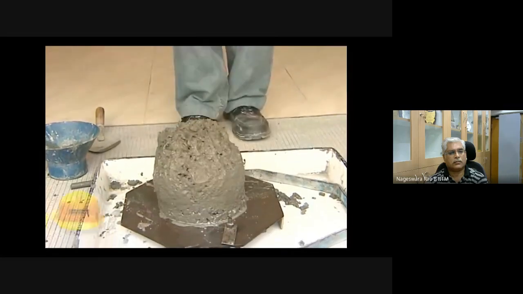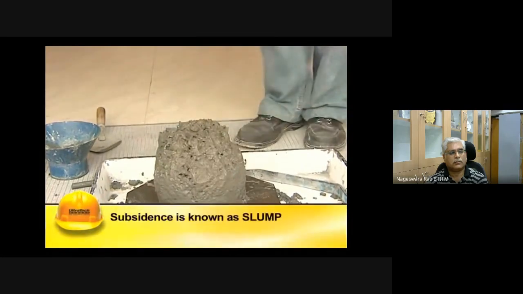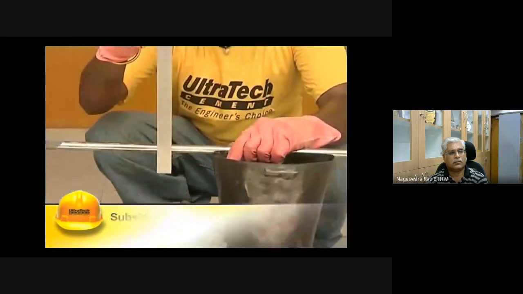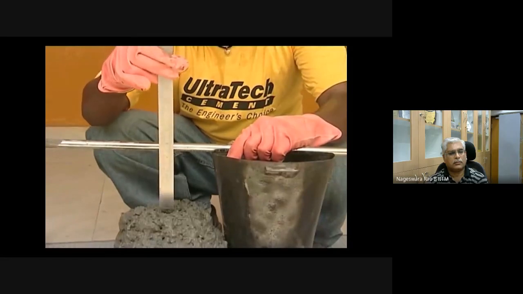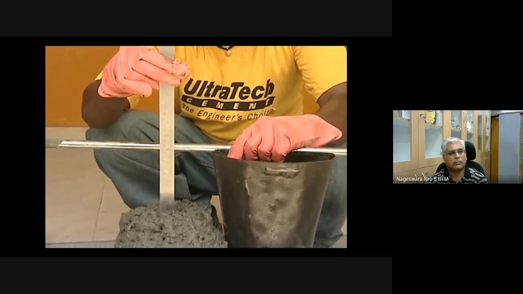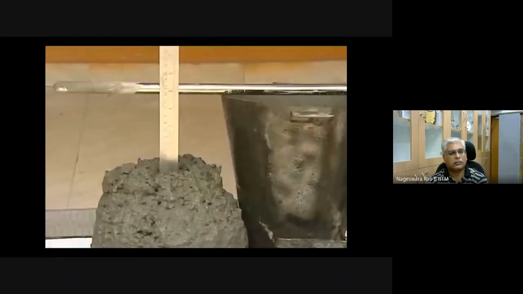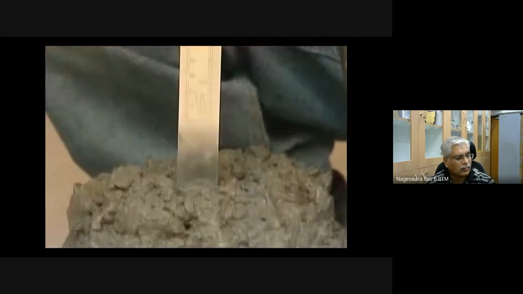The concrete will subside. This subsidence is known as slump. This operation shall be carried out without any jerks or vibrations and within a period of 2 minutes after completion of final tamping. The difference in level between the height of the mold and that of the highest point of the subsided concrete is measured. The subsidence measured is the slump of the concrete.